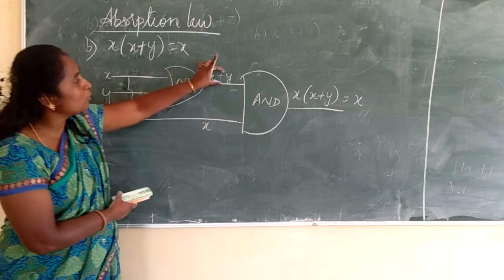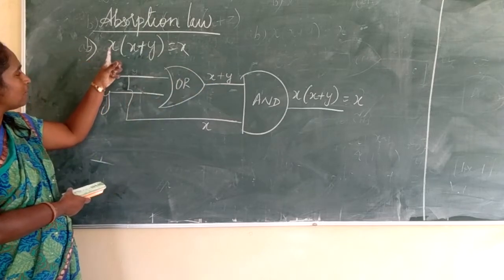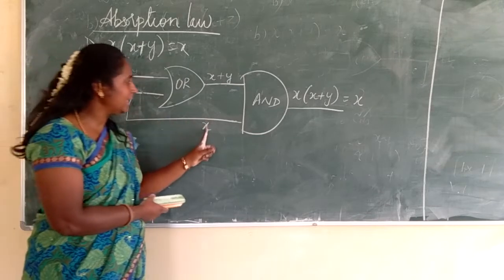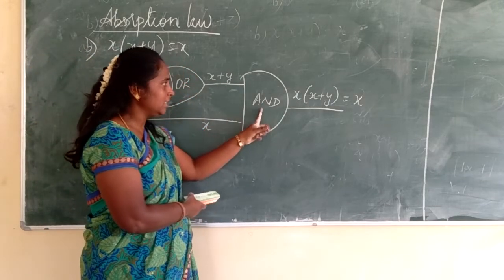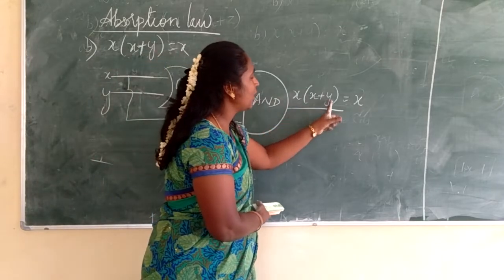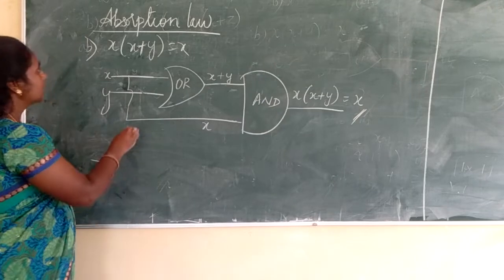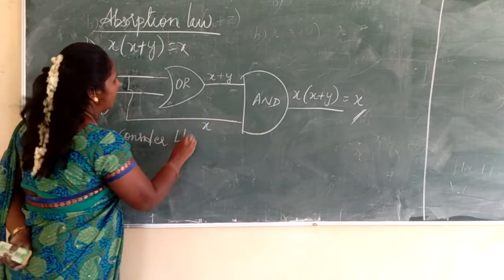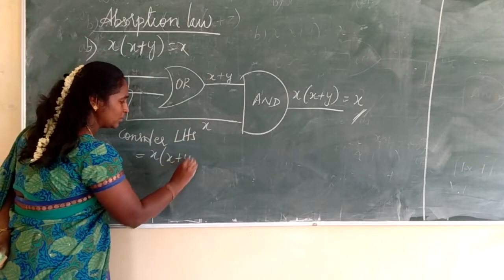Again, this output x plus y should be ANDed with x, with the help of an AND gate. So I am ANDing x with x plus y, using one AND gate. x into (x plus y) is equal to x. I have to prove this. First, consider your LHS. What's my LHS? x into (x plus y).